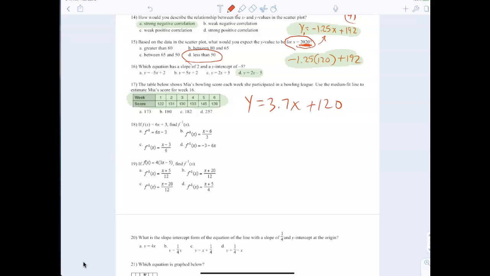And now we want to do it for week 16. So now you can just plug 16 in for x. Does everybody agree with that? And if I plug 16 in for x, someone help me.